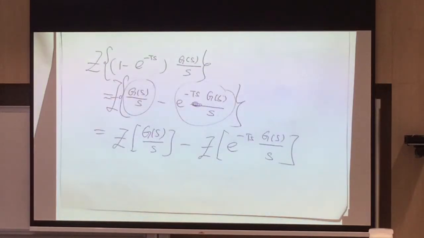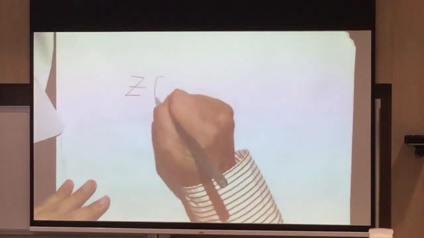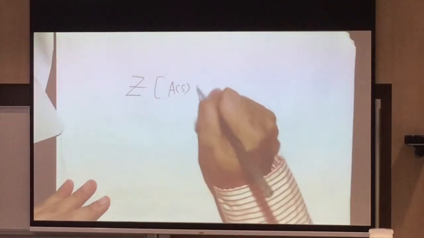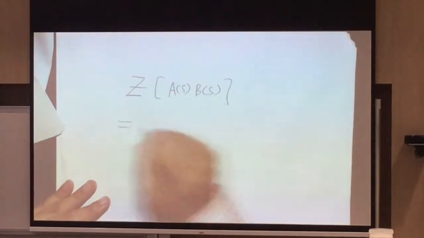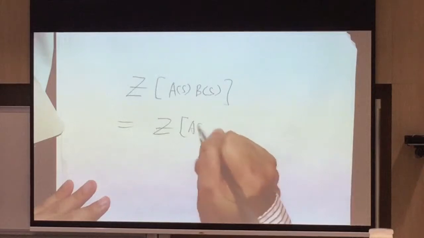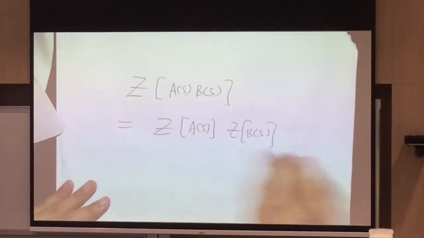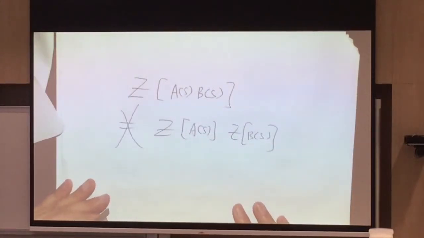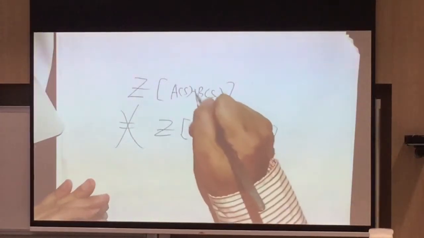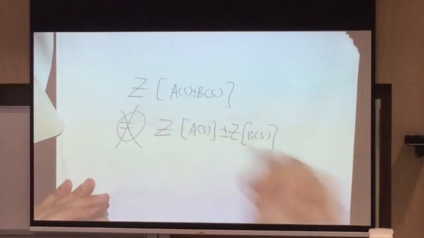Okay, your linear function is only applied for plus and minus. You cannot do this: the Z transform of A(s) multiplied with B(s) is equal to the Z transform of A(s) multiplied with the Z transform of B(s). This one is not true. But plus minus, yes. Plus minus, okay. Multiplication is not true.